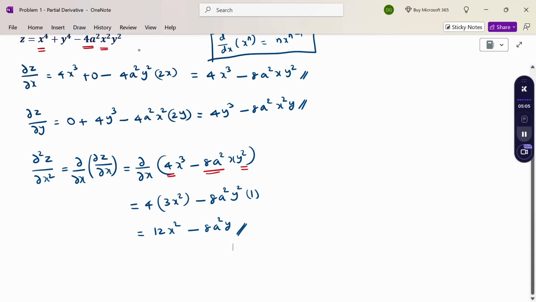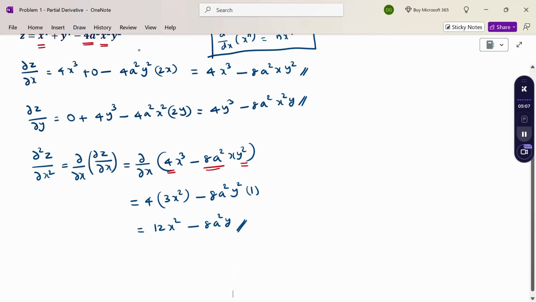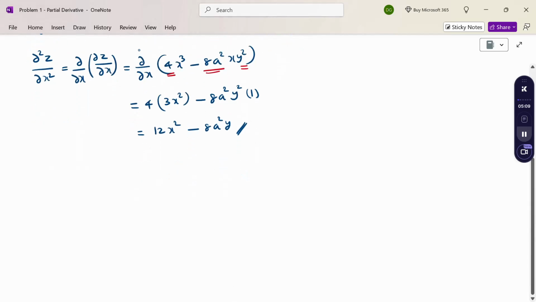So this is our value of ∂²z/∂x². And then next, to calculate ∂²z/∂y². Here ∂z/∂y is a function, partially with respect to y. So ∂/∂y. Now substitute, the value is nothing but ∂/∂y of ∂z/∂y. So now substitute the ∂z/∂y value.